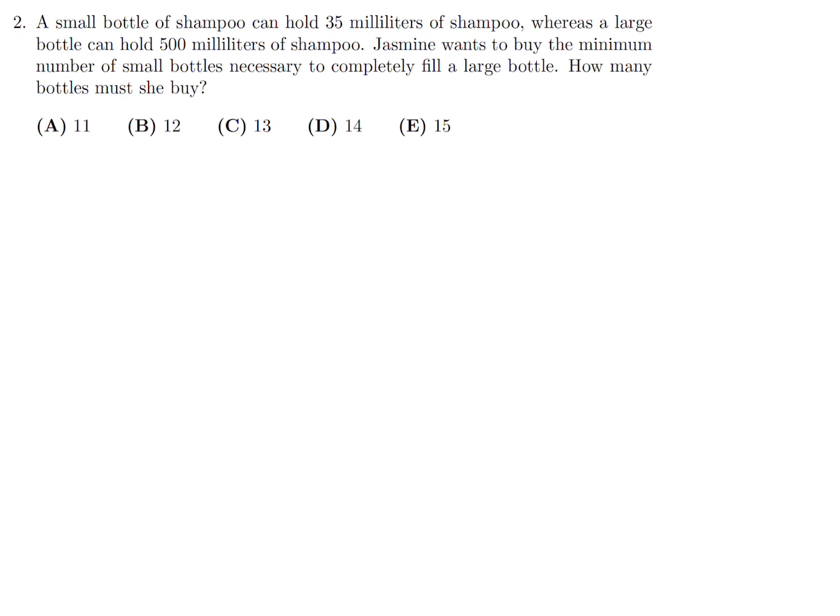A small bottle of shampoo can hold 35 milliliters of shampoo, whereas a large bottle can hold 500 milliliters of shampoo. Jasmine wants to buy a minimum number of small bottles necessary to completely fill a large bottle. How many bottles must she buy? Well, 500 divided by 35, let's see if that divides evenly, and it doesn't, right? It's like 14 point something.